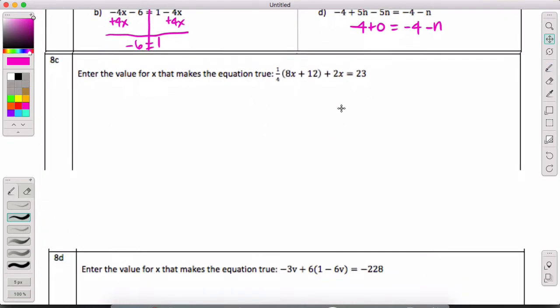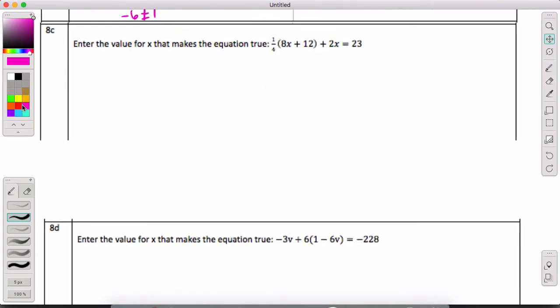Okay, if I go down to the last two, enter the value for x that makes the equation true. That is another way of saying solve for x. What value for x makes this true? So I'm going to draw a line to make sure that whatever I do on one side of the equation, I do on the other, so it maintains equality or balance.